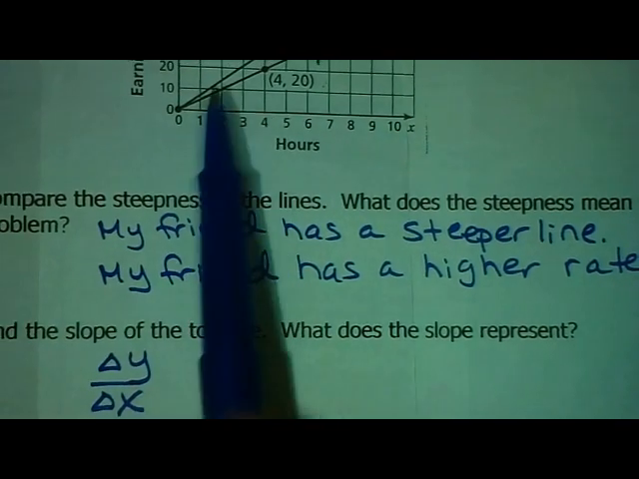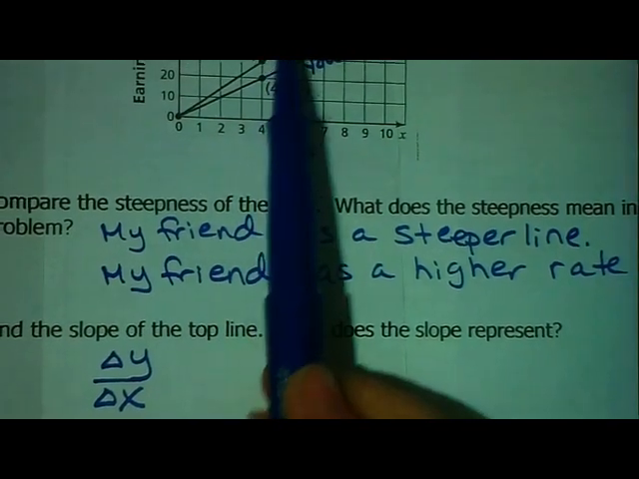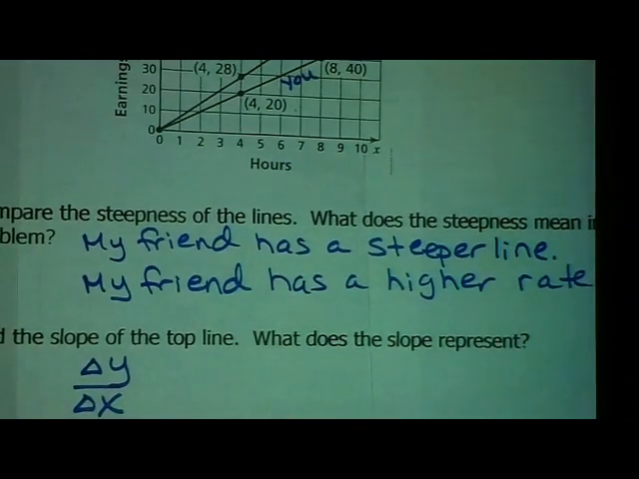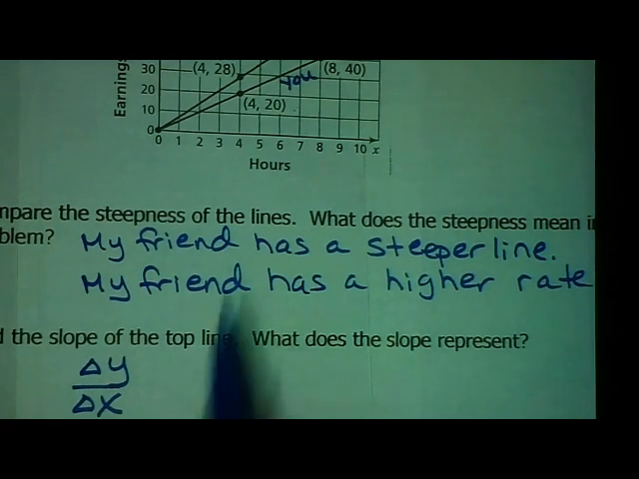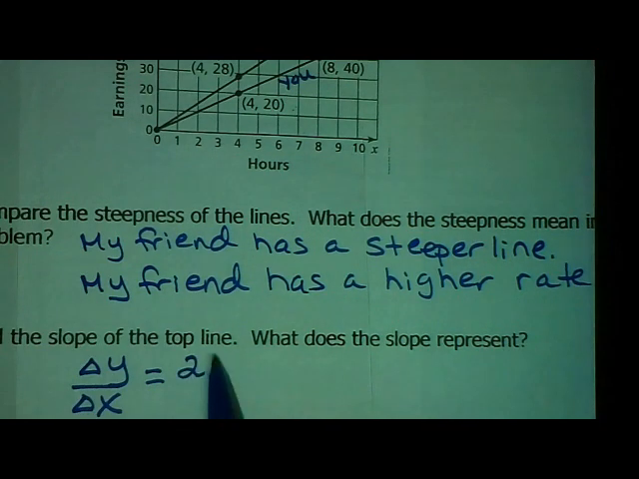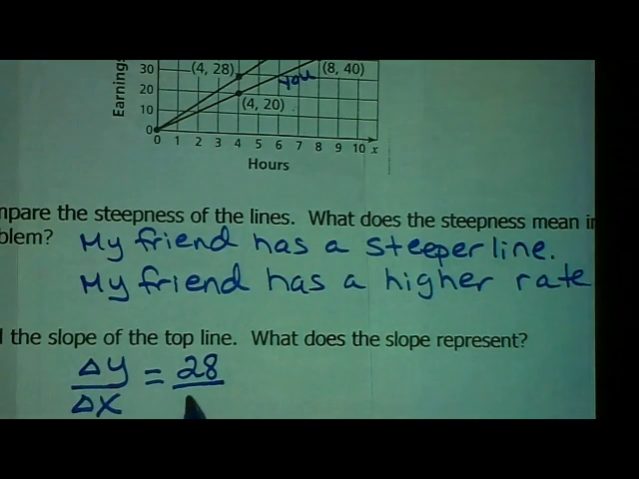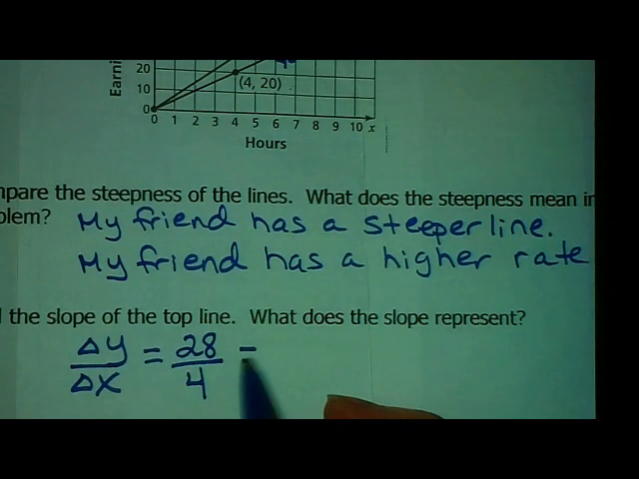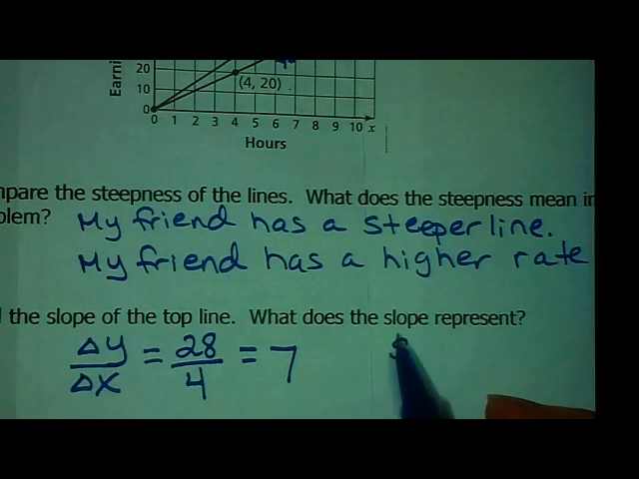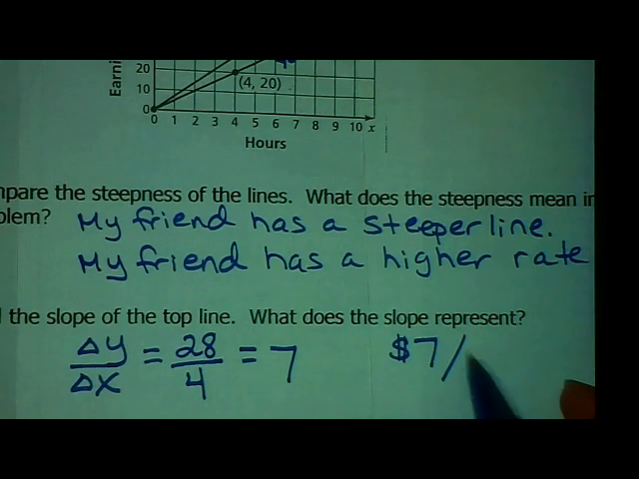We want to figure out how far it is from 28 to 56. Figure out how far it is from 28 to 56. Pause if you need to. You're right, it's 28. How far is it from 4 to 8? Yep, it's 4. We wouldn't leave it like that. 28 divided by 4 is 7. So what does this particular slope of 7 mean in this particular case? It means that your friend is making $7 per hour.